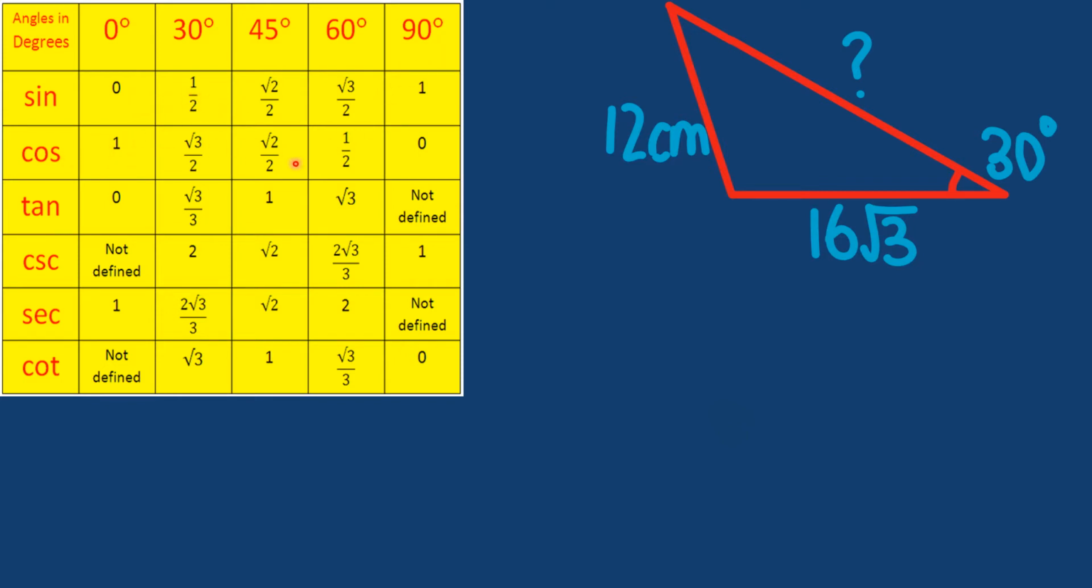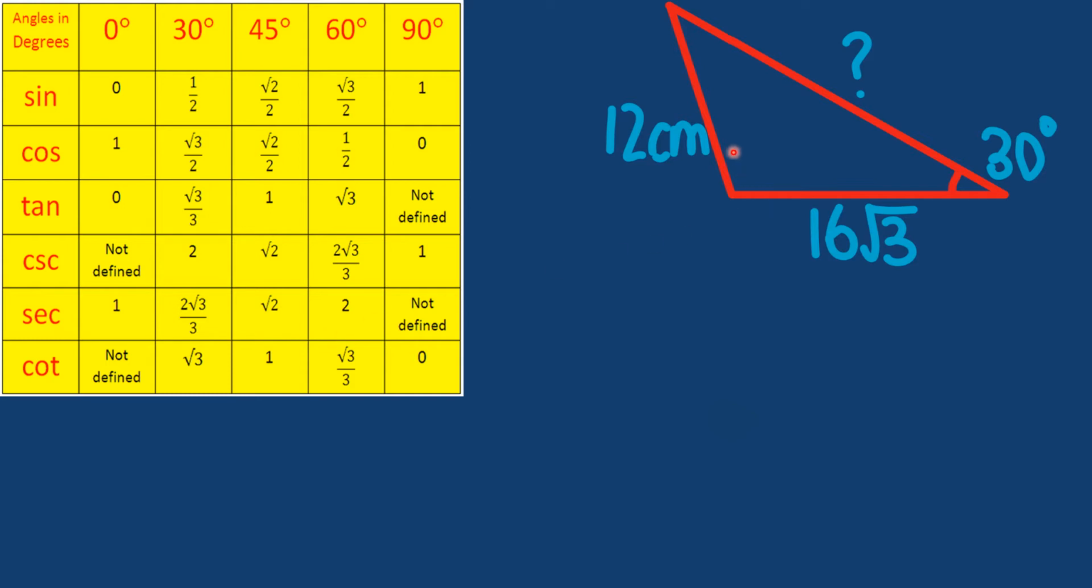Cosine is the reverse, and for tangent, it is multiplying by root 3 over 3. Okay? So cosecant, secant, and cotangent are actually the reverse. If you swap the numerator and denominator, these will be your values here.